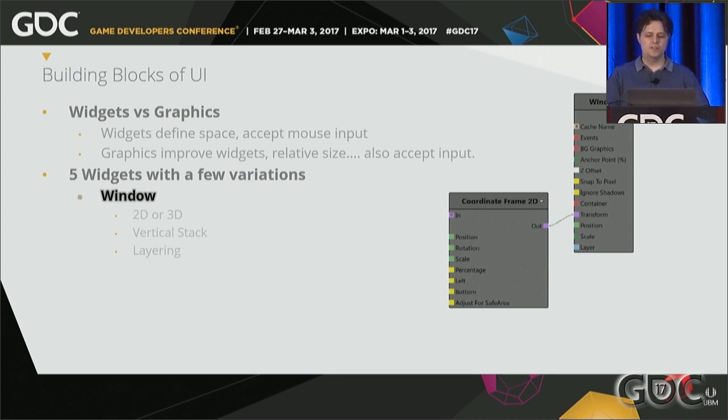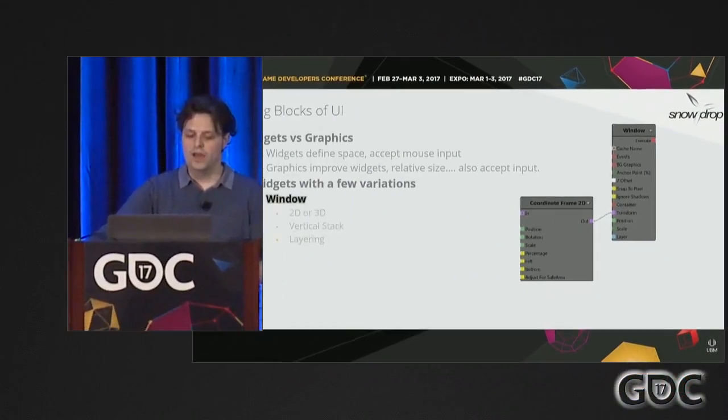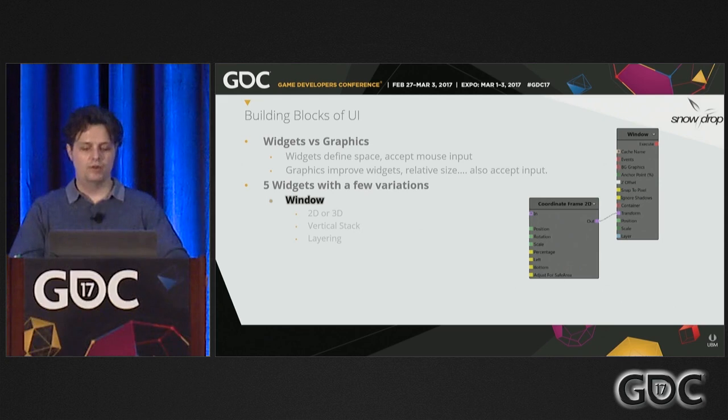This basically just tells the system where to start a new UI element. When combined with a coordinate frame, that can be in either 2D or 3D. It will automatically vertically stack all widgets given to it, and it also is there to control how UI elements layer over top of each other.